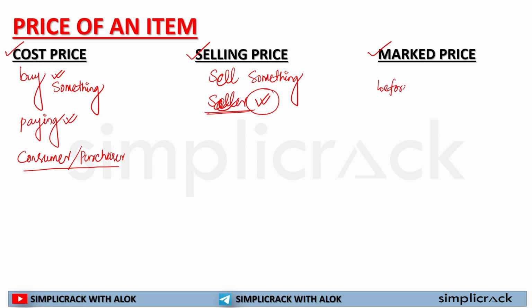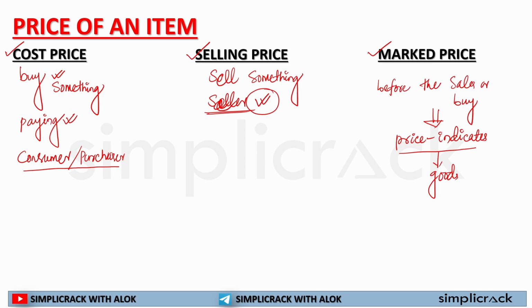Before the sales or the buy process begins, there is a price that indicates the price of that particular goods. For an example, you go to a showroom, you see there is a price tag on your jeans, that is 15.99. But are you going to buy this jeans at 15.99? It may be yes or it may be no. Why it may be yes, it may be no?